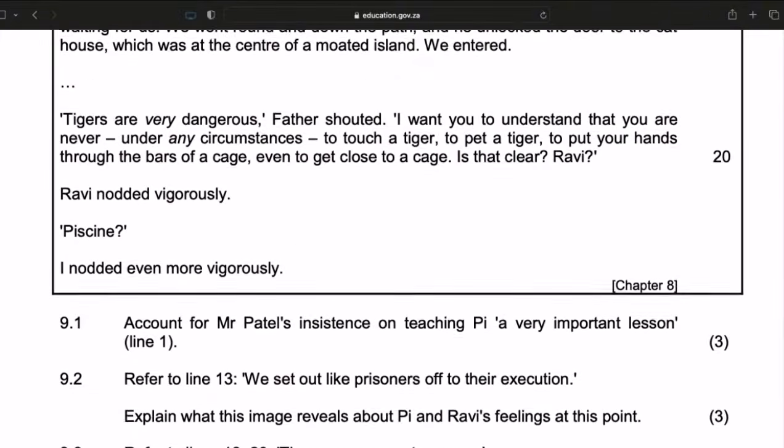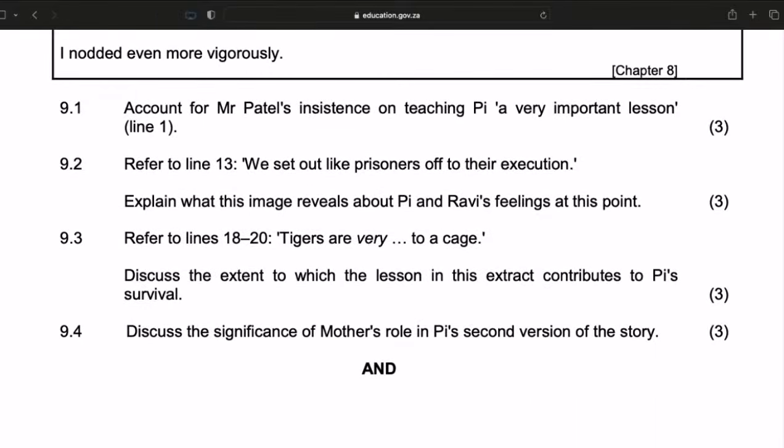Okay, look at 9.1. So, the mark allocation there will be absolutely important. You cannot, at this stage, be writing one sentence. That is impossible. Okay, 3 marks. You need to account for at least 2 or 3 ideas and not one sentence. So let me read. Account for Pi's insistence on teaching, account for Mr. Patel's insistence on teaching Pi a very important lesson.